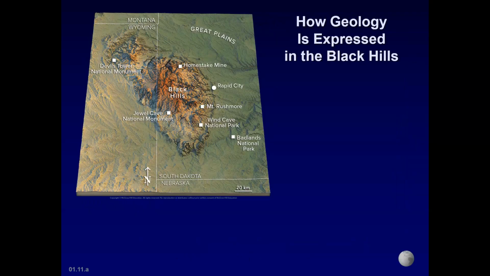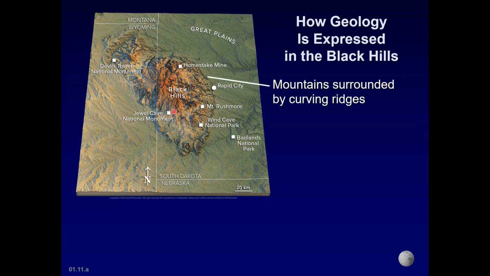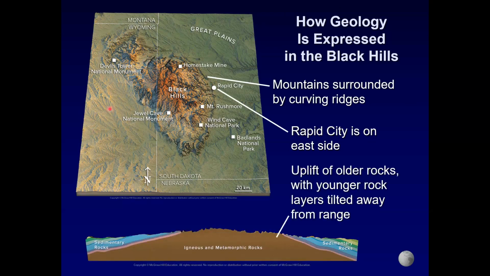We'll talk about how geology is expressed in the Black Hills of South Dakota. Just observing, we have mountains surrounded by curving ridges. Rapid City is on the east side here. If you were to cut a cross section through this whole thing and look at the subsurface, we slice it and look at the side. We have at the center an uplift of older igneous metamorphic rocks with younger rock layers tilted away from that range and eroded. They don't exist there anymore.